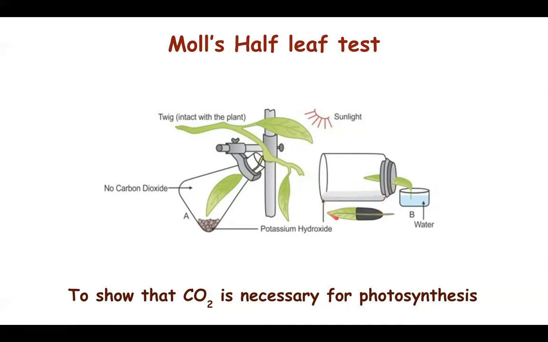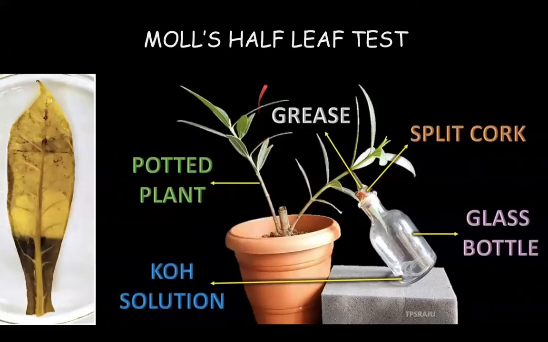So when the starch test is performed on this leaf, the part of the leaf which was inside will turn brown, and the part of the leaf which was exposed outside will turn blue-black. So this is called Moll's half-leaf test. This also shows that carbon dioxide is needed for photosynthesis. So this is how Moll's half-leaf test is done.